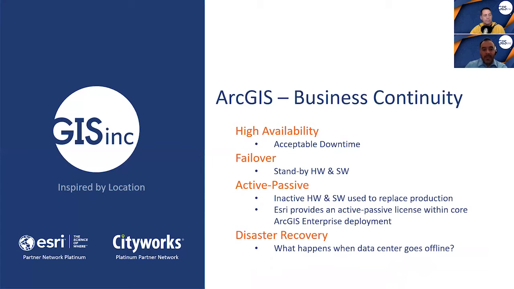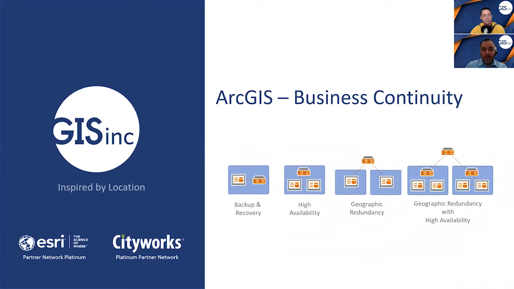So we can apply that to location. We could have a backup and recovery site within the same data center. Within that same data center, we could also have high availability, but we could expand upon that and have geographic redundancy between two different data centers. And in those two different data centers, we could even expand on that and have high availability within each.